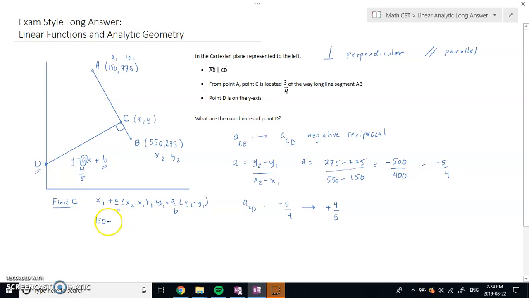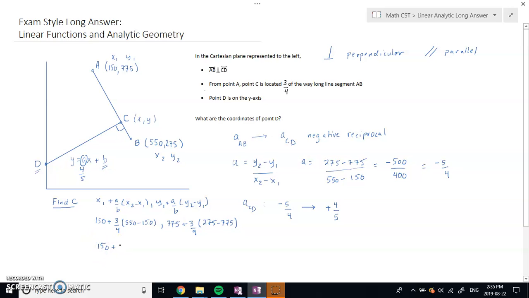So 150 plus 3/4 times (x2 minus x1), put a comma. Do the same for your y coordinate: y2, 275 minus 775. And here we go.